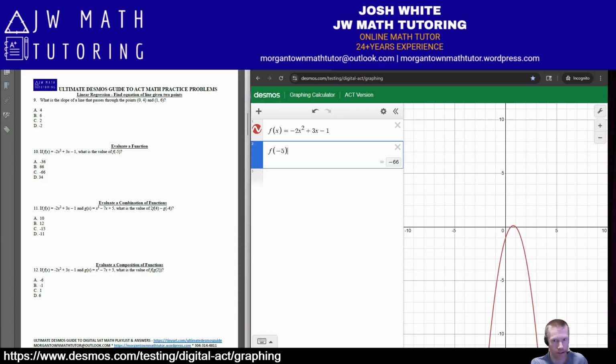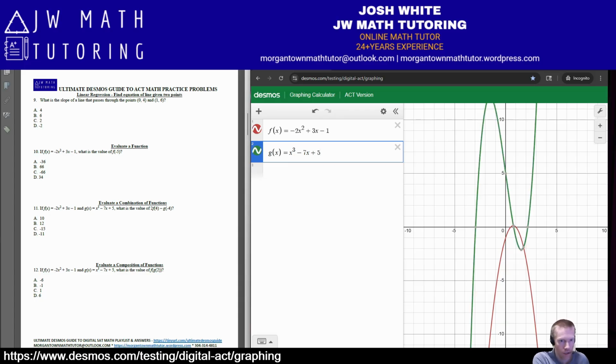Now, let's look at number 11. So I already have the first function f of x typed in. I'm going to now do the second function. Now I'm going to evaluate 2 times f of 4 minus g of -4. And when I do this all out, notice I get -11. So my answer for this one would just be letter D. And that's it. That's all you have to type for evaluating a combination of functions. You don't have to do order of operations or anything. You just type function 1, type function 2, then type out the statement that you're evaluating.